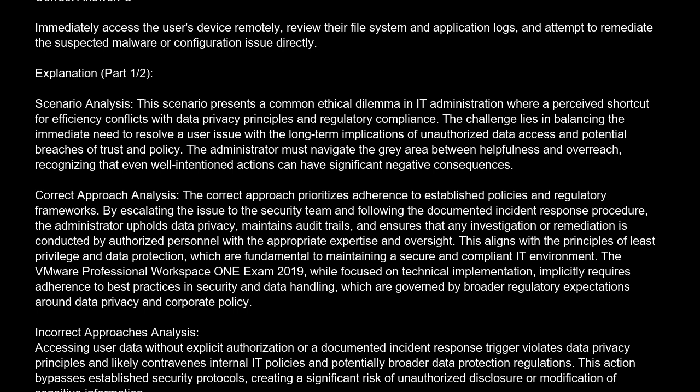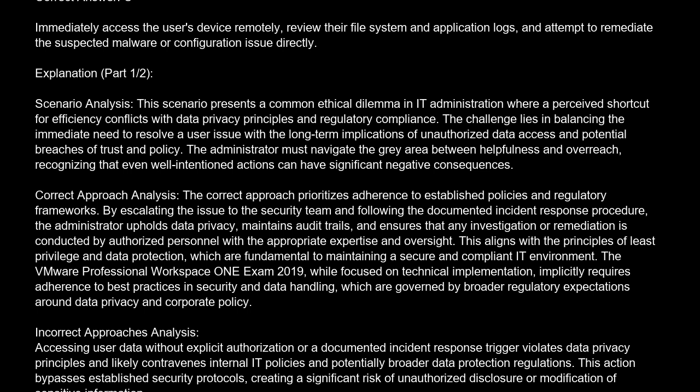The administrator must navigate the gray area between helpfulness and overreach, recognizing that even well-intentioned actions can have significant negative consequences. Correct approach analysis. The correct approach prioritizes adherence to established policies and regulatory frameworks. By escalating the issue to the security team and following the documented incident response procedure, the administrator upholds data privacy, maintains audit trails, and ensures that any investigation or remediation is conducted by authorized personnel with the appropriate expertise and oversight.